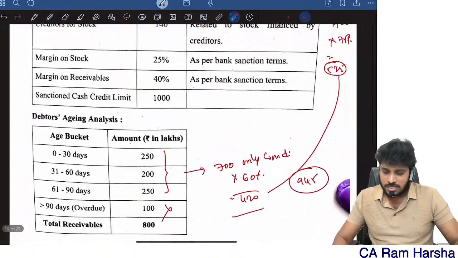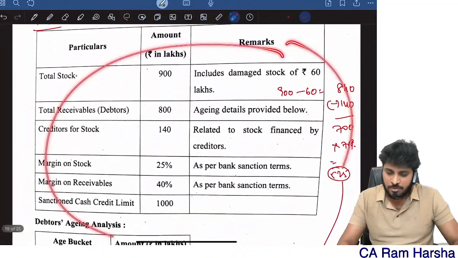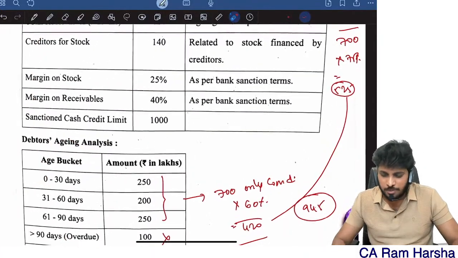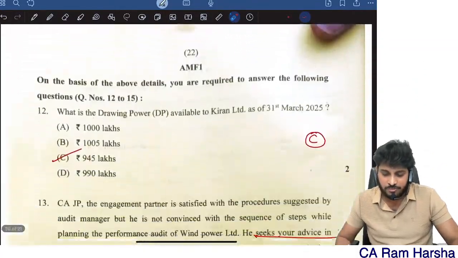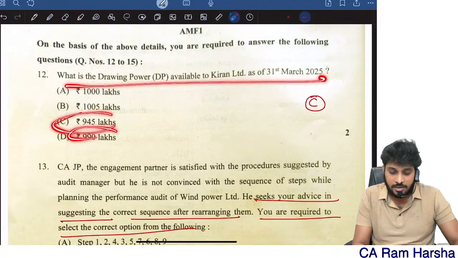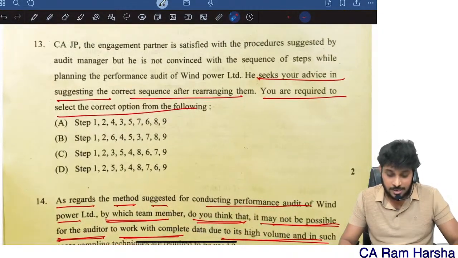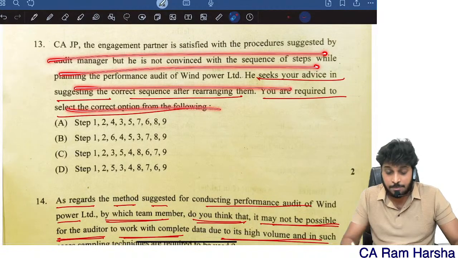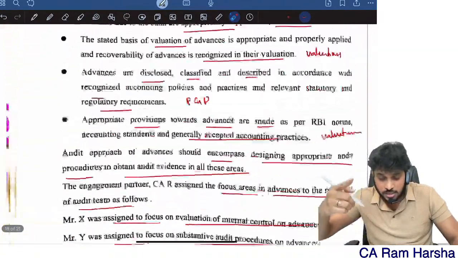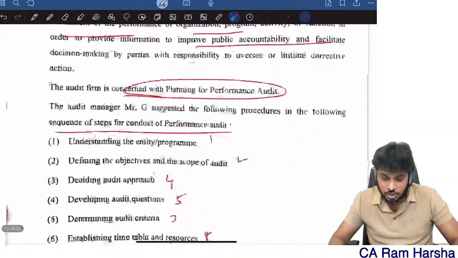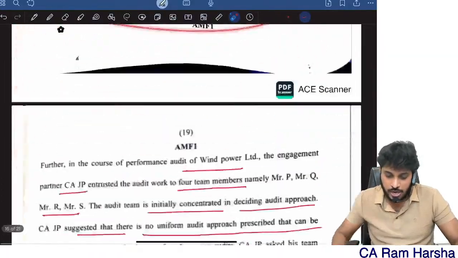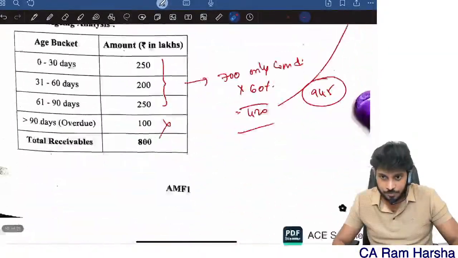And of course, this is regarding drawing power computation. This is quite easy. Drawing power is answer 945. So what is the drawing power? 945 is the answer. Then here, which of the following is the correct step? I already gave the numbers there. You can just cross check these numbers. These are the steps. Okay, so that is the answer.